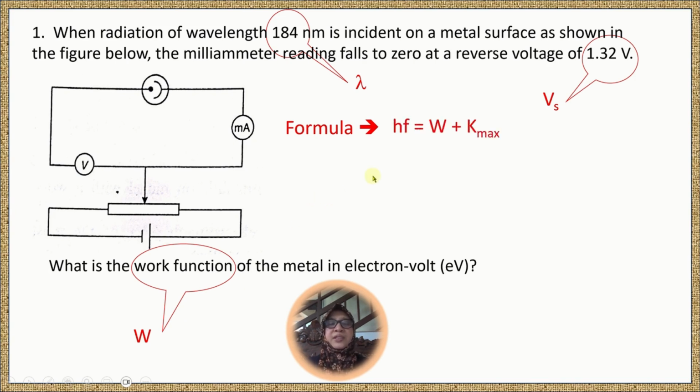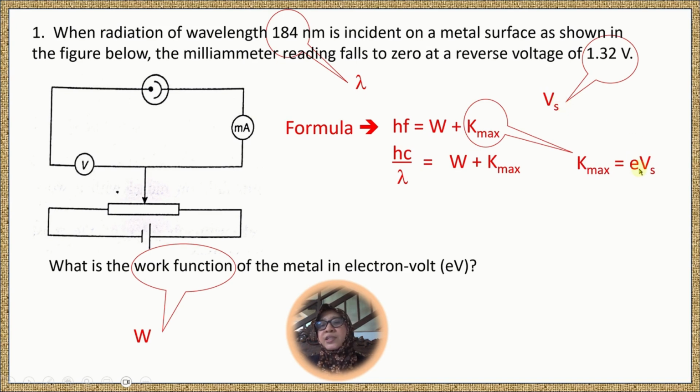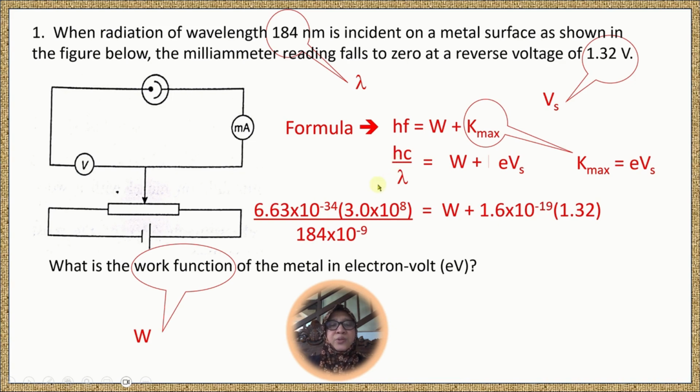So the formula we are going to use is the photoelectric Einstein equation, which is hf equals work function plus K max, where K max is the maximum kinetic energy. f is c over lambda, and for K max we can use the formula eVs. Vs is given, and e is 1.6 times 10 to the power of negative 19. We substitute everything into the equation: the Planck constant 6.63 times 10 to the power of negative 34, c is the speed of light, and the wavelength we convert to meter. What the question wants is the work function, and we get the work function is 8.87 times 10 to the power of negative 19 joule.